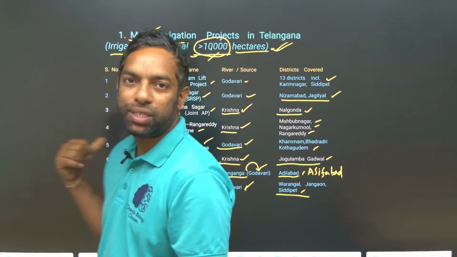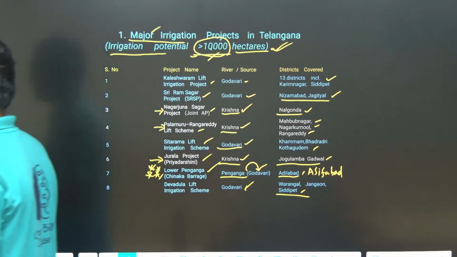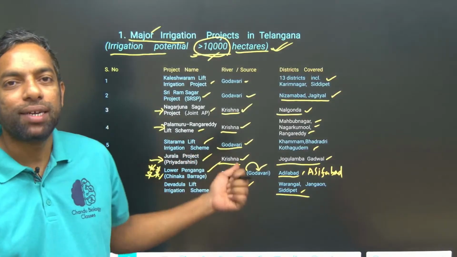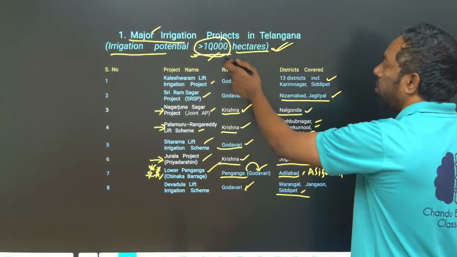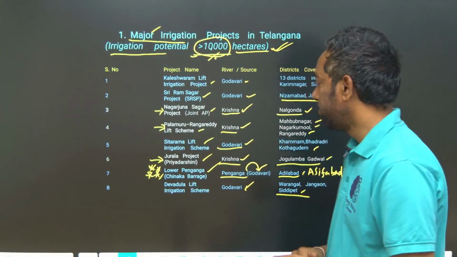This is the most important slide. You guys take care of it. These are the major irrigation projects. More than 10,000 hectares can be cultivated with this water.